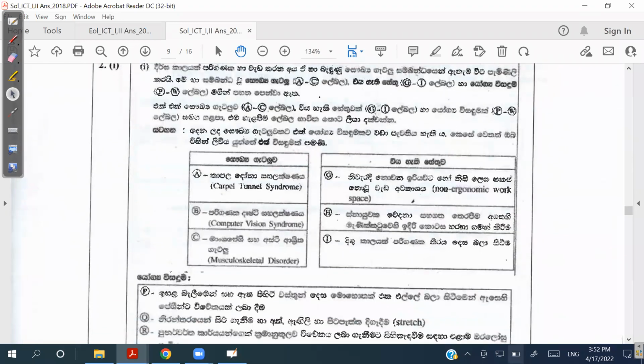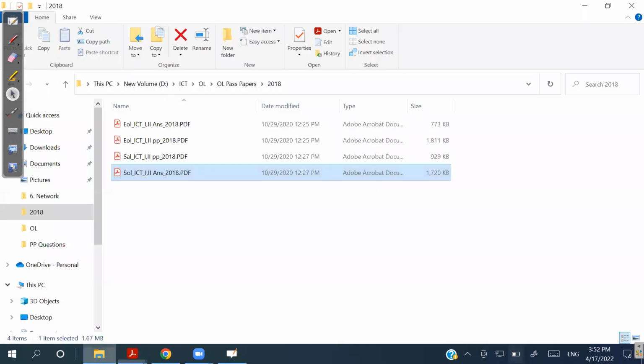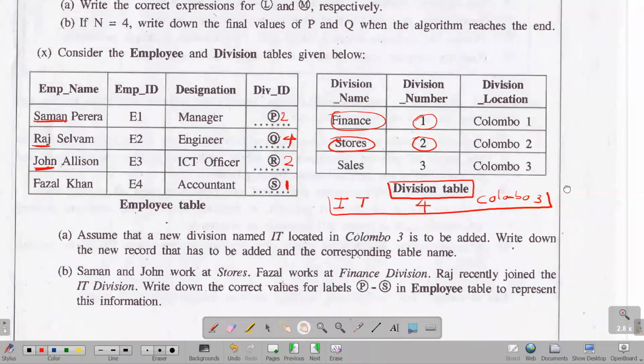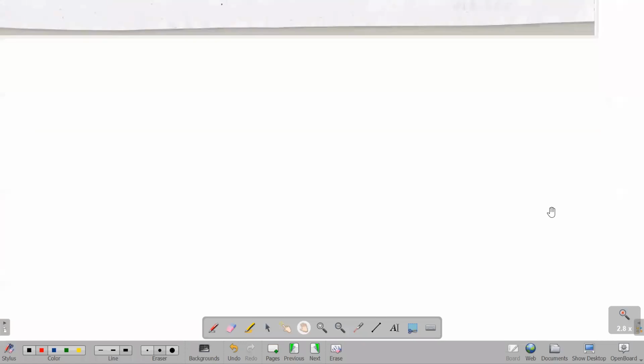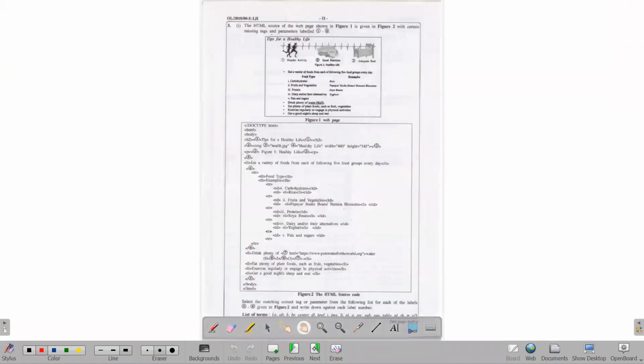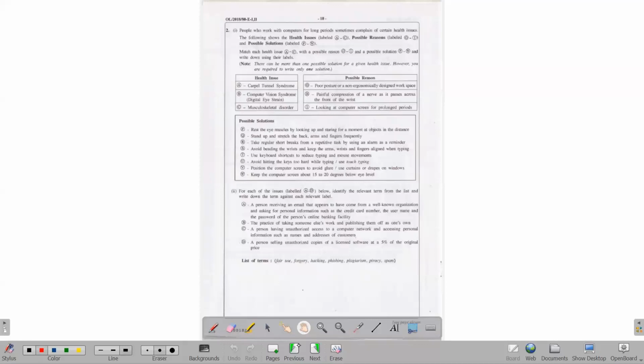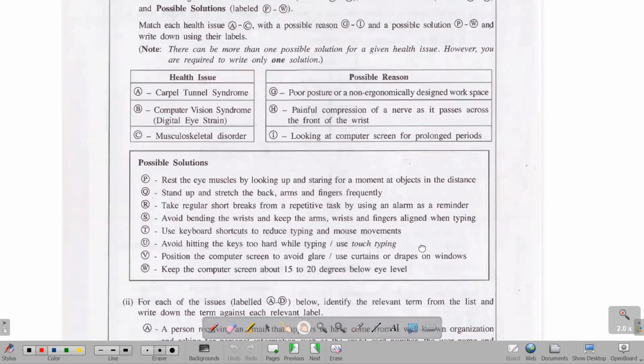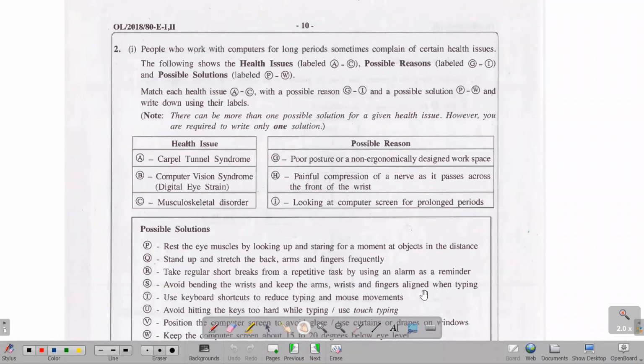Okay, so the second one, let's go for the board. So the second question, is it the Excel question? No. Yes. So they have given some health issues as well as possible reasons, and you are asked to connect the health issues with the possible reasons, and they have said something special inside the note.